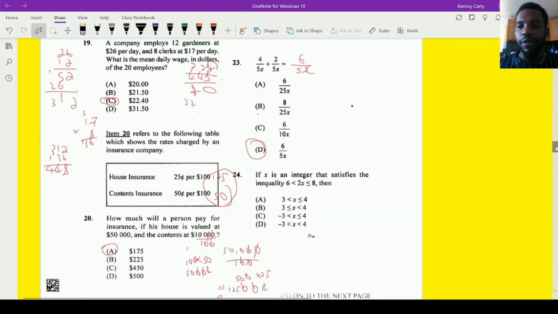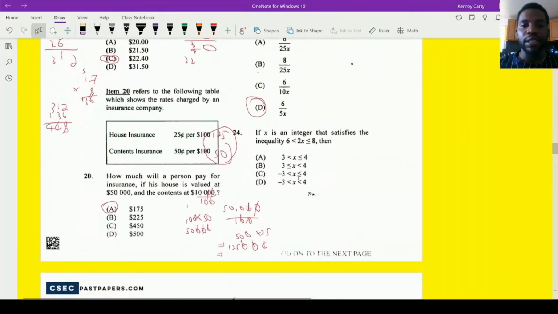All right, question 24. If x is an integer that satisfies the inequality... Now, with an inequality like this, we read it from the middle. We said 2x is greater than 6, but less than or equal to 8, which means that anything that I do, I have to do it to all sides. So, to get x by itself, I would have to divide by 2.